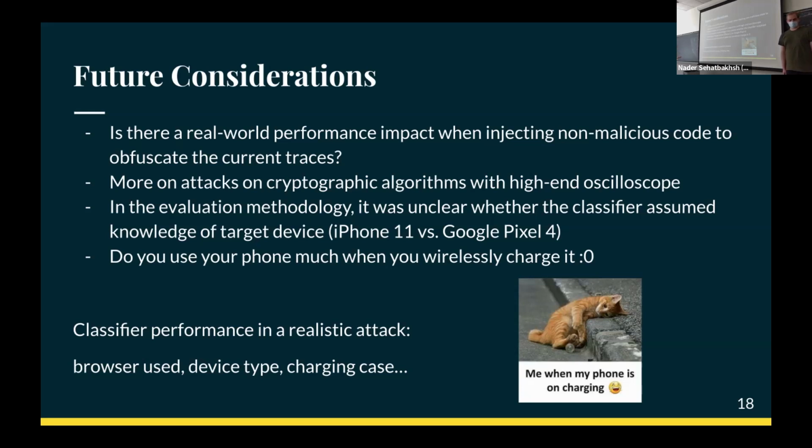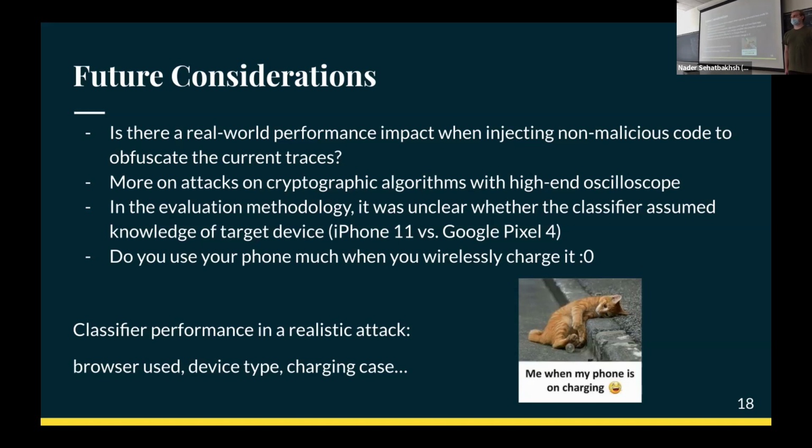In the case of a public charging station, we wouldn't know what device type we're looking at. So are we going to have to train a classifier that's able to generalize to all the device types, which is over 200 and probably even more? Or are we going to somehow recognize which device we're trying to attack here? That's a problem we're going to have to consider.